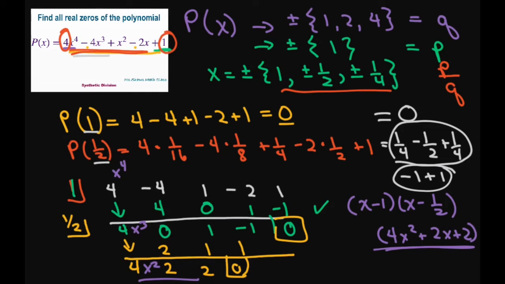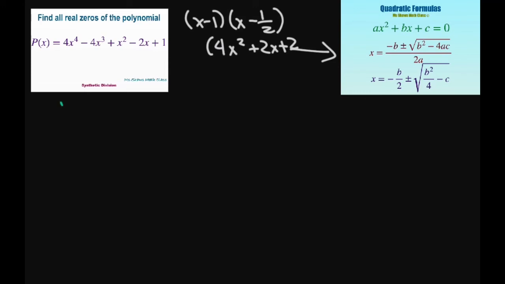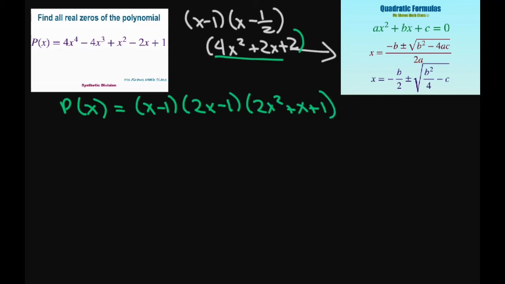So we're going to do that and then see what we get. So yeah, we're going to use the quadratic formula. So let's do that. I have it here. We're going to use this first quadratic formula here. So remember we had x minus 1 times x minus 1/2, and then we had 4x squared plus 2x plus 2. And I can write this as p of x equals x minus 1. And what I'm going to do is write this as 2x minus 1 and then simplify this as 2x squared plus x plus 1. All right.